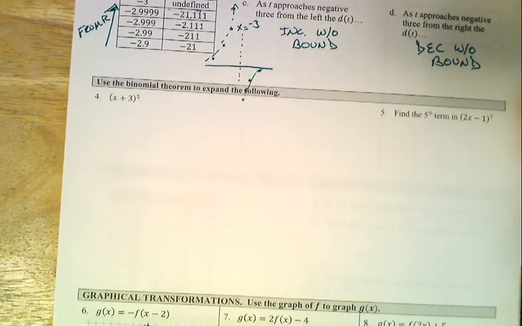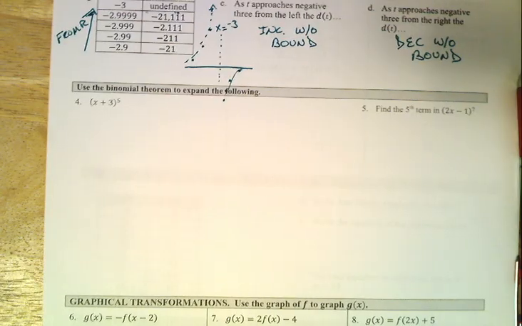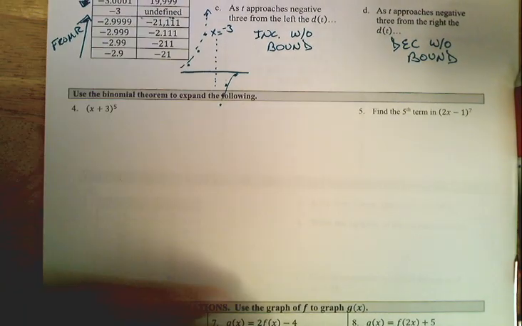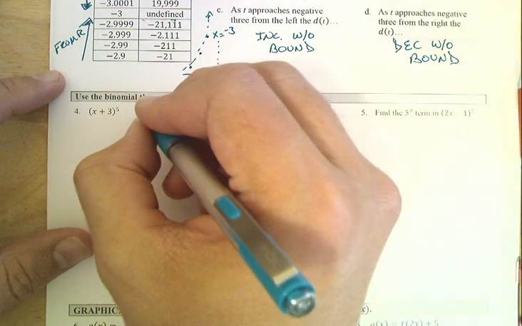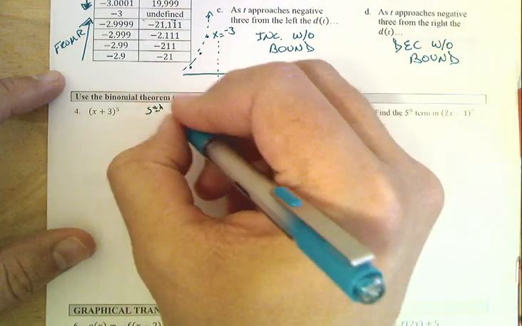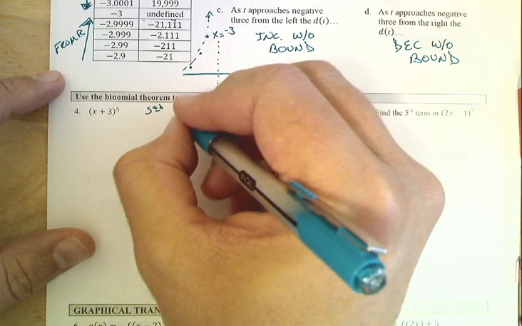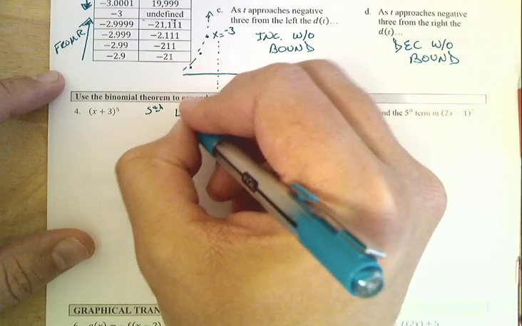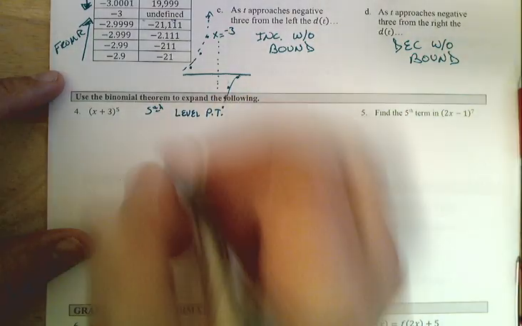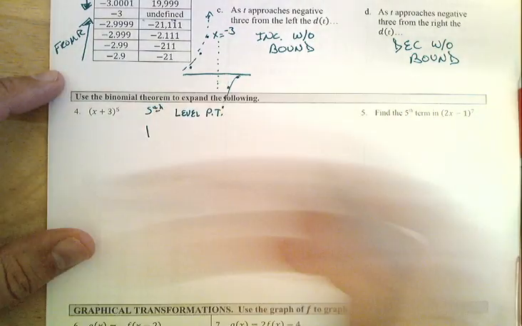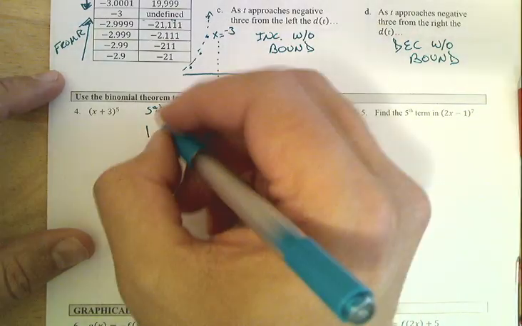Okay, next, use the binomial theorem to expand the following. So this is just binomial expansion. This is the 5th power, so I want to use the 5th level of Pascal's triangle. And the 5th level is, if you have it memorized, great. If you want to draw it, fine.